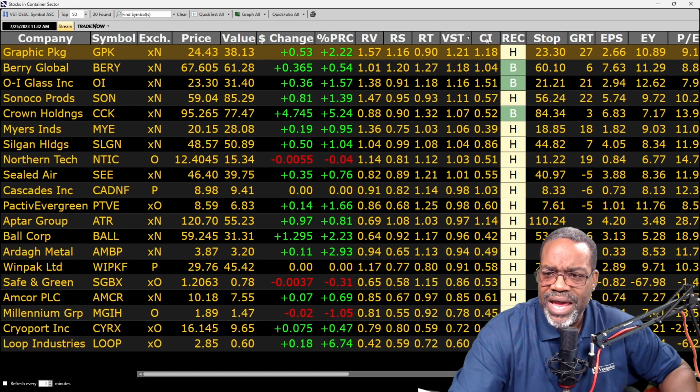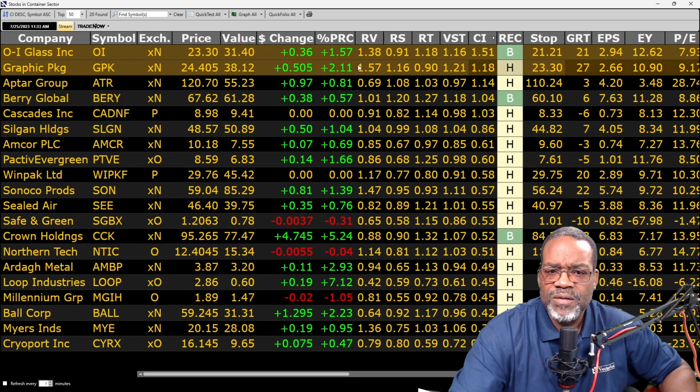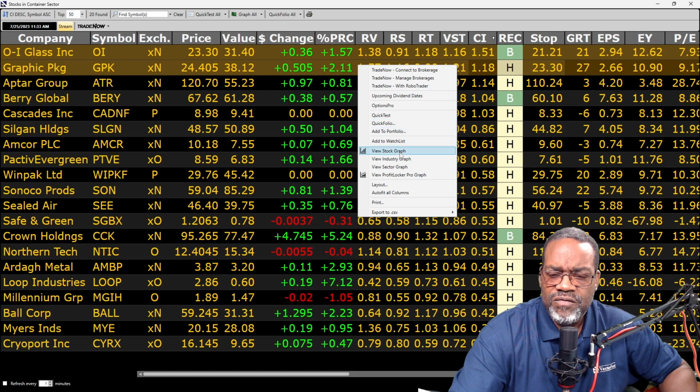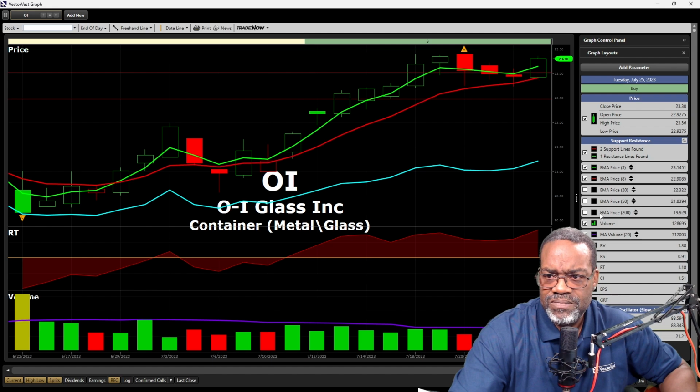Sort by CI. Again, only indicators you can find in VectorVest. Undervalued, undervalued, CI, good double-digit earnings growth. View the stock graph, 1 month. Pull back, 3 and 8 held. I like that. RT is nicely moving higher.